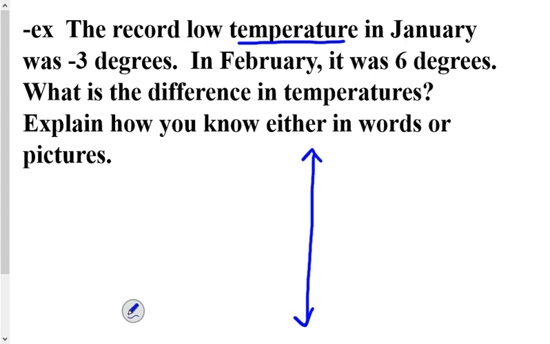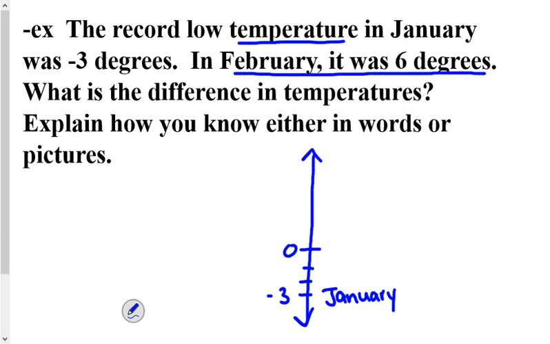So the record low temperature in January was negative 3 degrees. So that means we have to be 3 below 0. So negative 3 degrees in January. In February, it was 6 degrees. So from 0, we have to count up 6 degrees. 1, 2, 3, 4, 5, 6. It's 6 degrees above 0 in February.